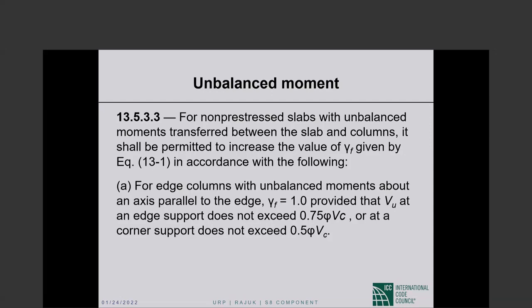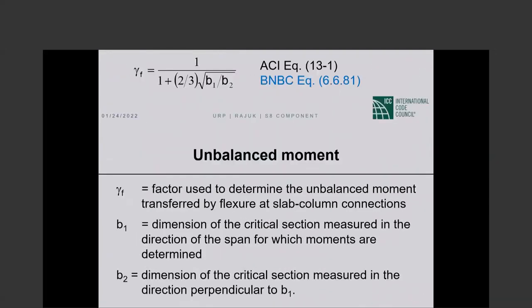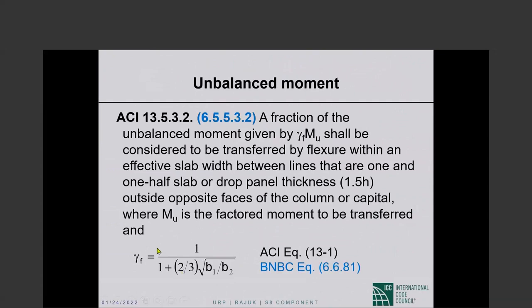Okay, so for pre-stressed slabs with unbalanced moments transferred between slab and columns, it shall be permitted to increase the value of gamma sub F in accordance with the following. Gamma sub F by this expression comes to 60% for square columns. If it is a rectangular column, you may calculate 62%, something like that. It's around 60% by flexure, 40% by shear.